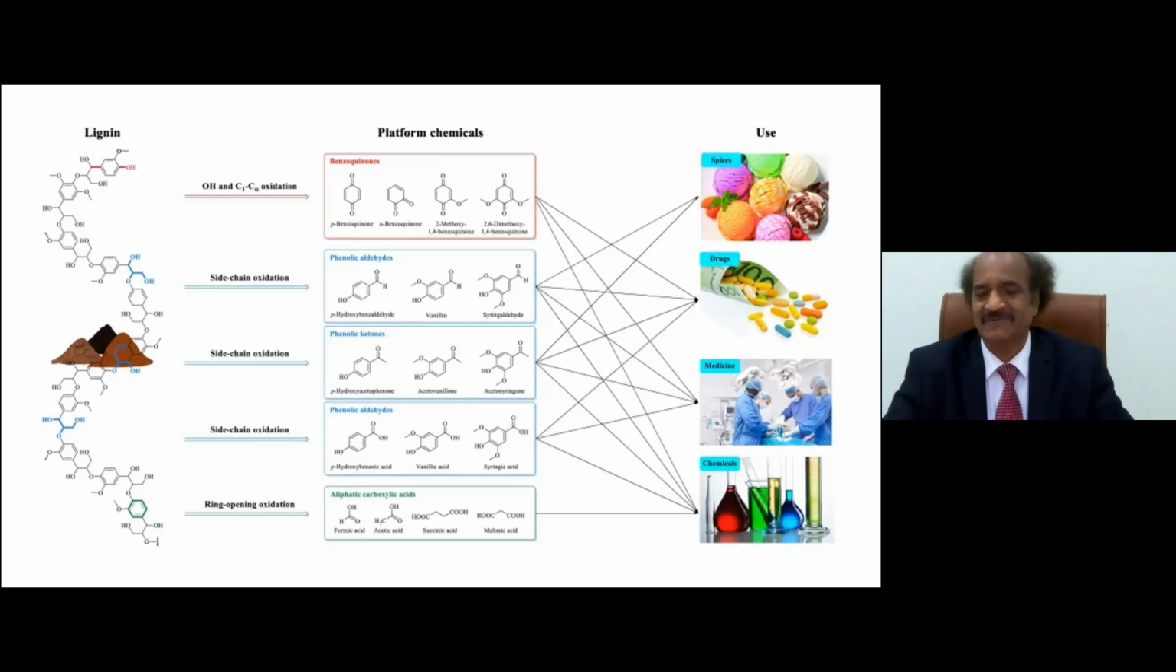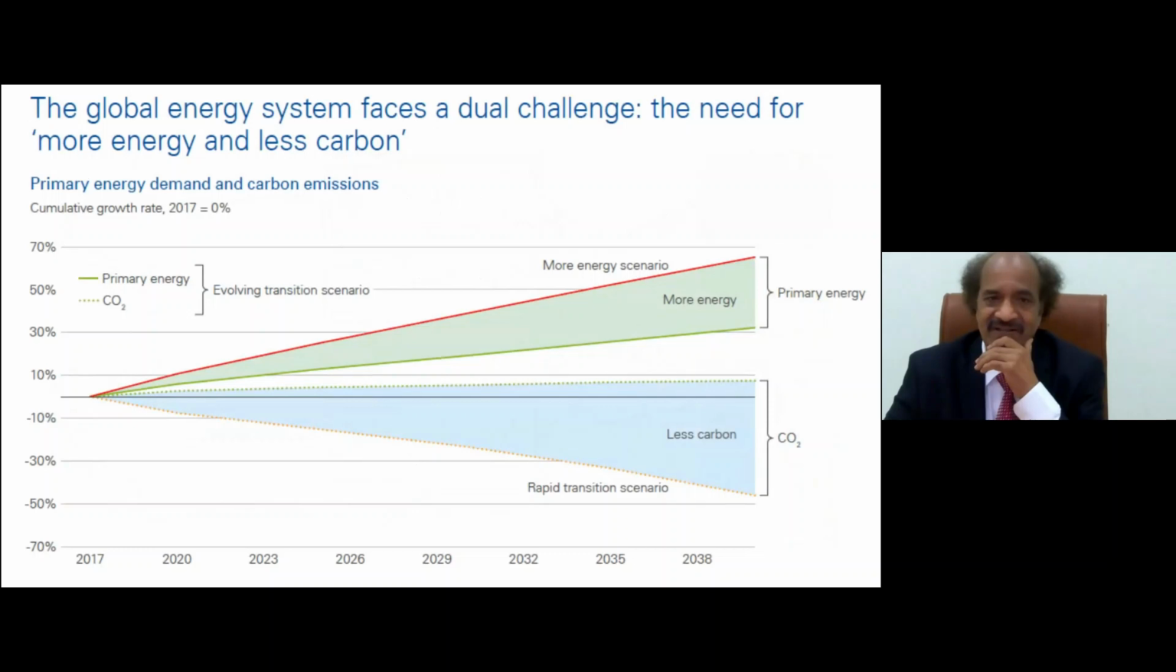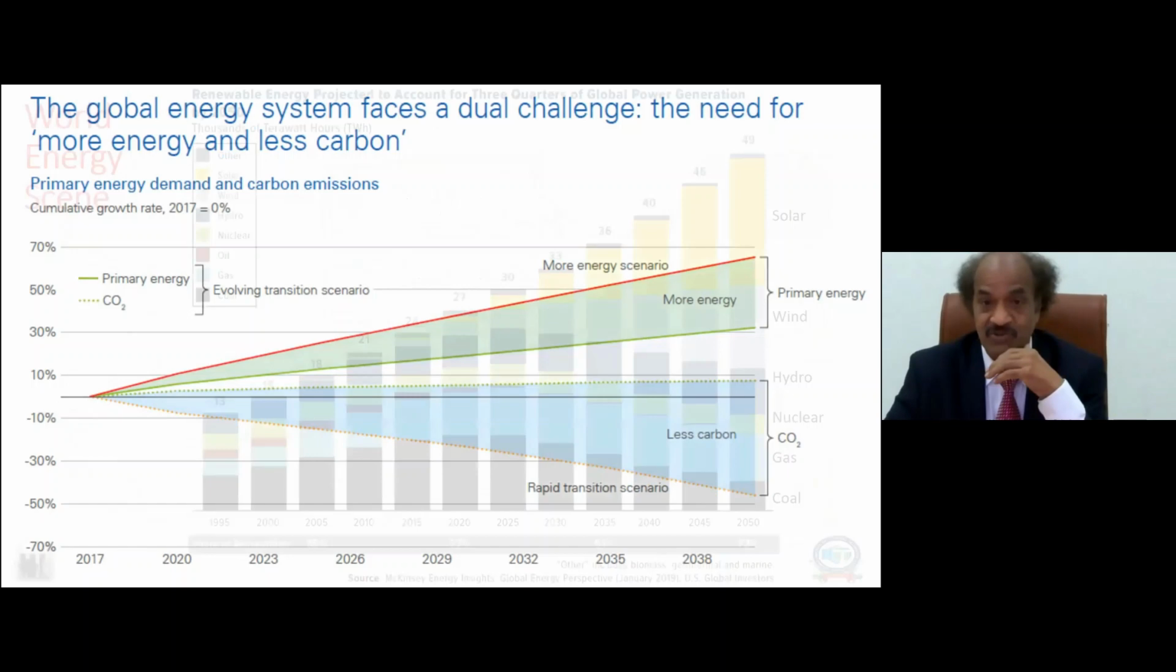And I'm going to argue a little later that biofuels are not a good idea. The carbon should be converted into value-added chemicals. So on one hand, we want more energy, at the same time, we want less carbon. That is the dual target.